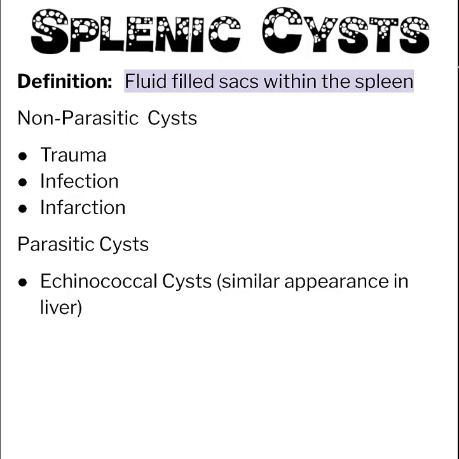The second avenue, then, is parasitic cysts. The echinococcal cyst, or the Hydatid cyst, is the only parasitic infection that we typically see in the spleen, and it takes on a very similar appearance as to what we see in the liver. If you recall back to Hydatid cysts in the liver, that one has three particular presentations that it typically has: daughter cyst, honeycomb, or water lily sign.